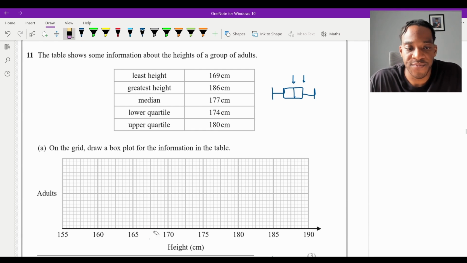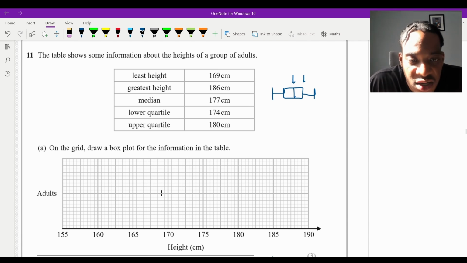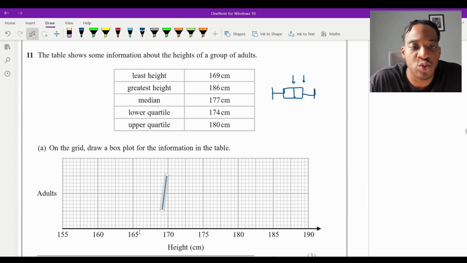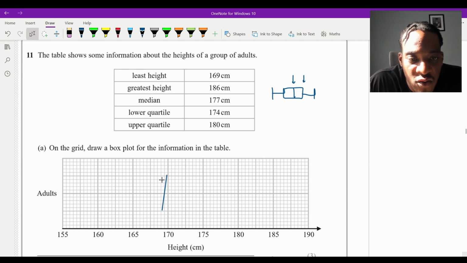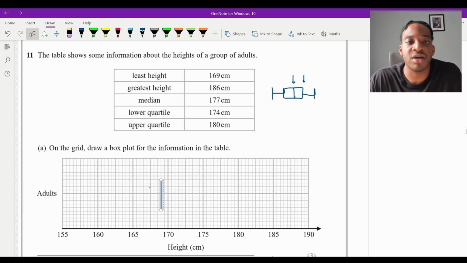So I'm gonna plot this now. So 169, I'm just gonna draw a line like this. It's gonna be two boxes before 170. It's gonna be around here, like that. And because it's quite difficult to draw without a ruler on this software, I might just do it freehand and try my best to straighten it up as much as possible. So that's going to be the least height.